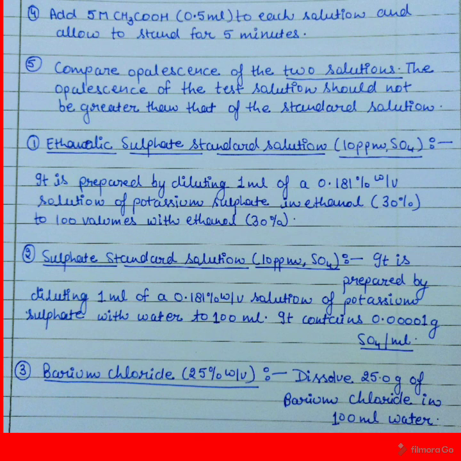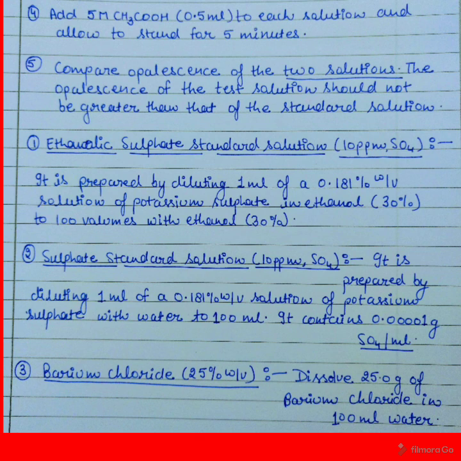Now students, I will discuss with you how to prepare 10 parts per million ethanolic sulfate standard solution, 10 parts per million sulfate standard solution and 25% weight by volume barium chloride solution. 10 parts per million ethanolic sulfate standard solution is to be prepared by diluting 1 ml of a 0.181% weight by volume solution of potassium sulfate in ethanol 30% to 100 volumes with ethanol again 30%.